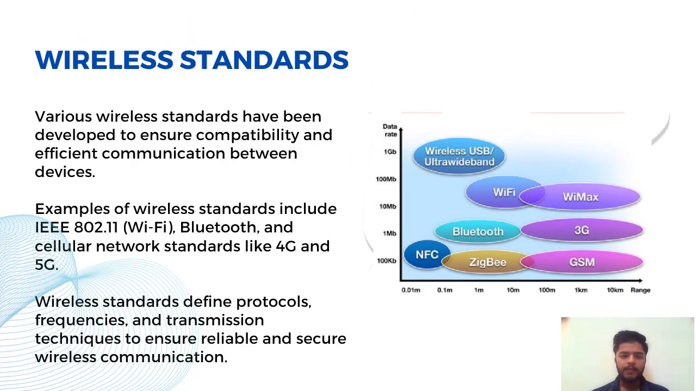Wireless standards. Various wireless standards have been developed to ensure compatibility and efficient communication between devices. Examples of wireless standards include IEEE 802.11, Wi-Fi, Bluetooth, and cellular network standards like 4G and 5G. Wireless standards define protocols, frequencies, and transmission techniques to ensure reliable and secure wireless communication.